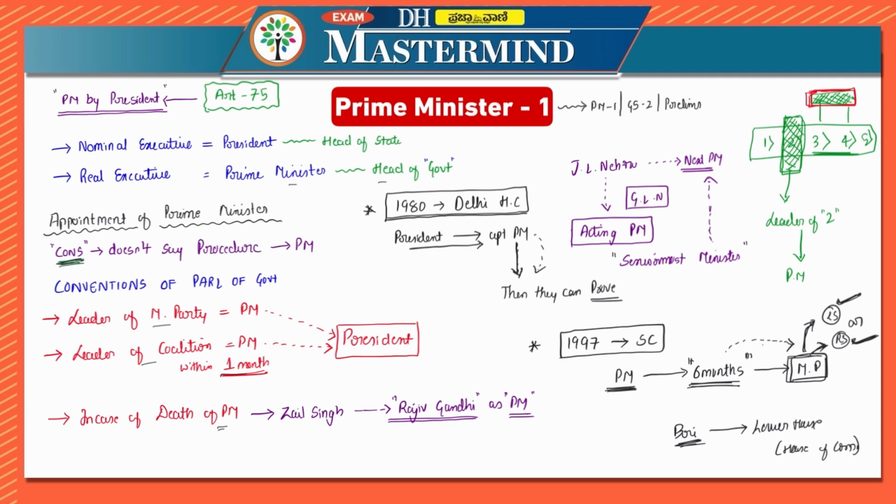I hope you have understood everything in a little more detail. We are going very slowly and trying to understand each and every important point in the paragraphs, so that it is easier for us to remember. Here you have to remember the conventions which are being followed. In the next part, we'll continue with the oath, term and salary, and later on we'll cover the prime minister completely.